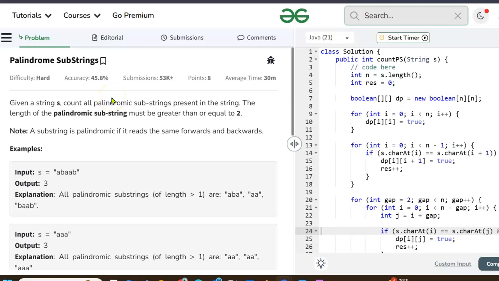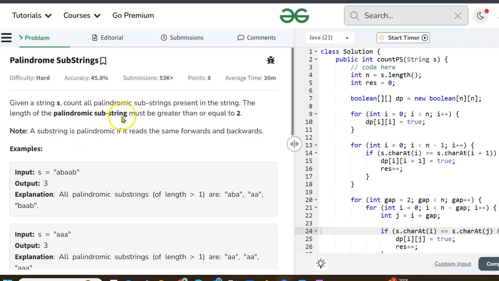Today's problem is palindrome substrings. This is a hard problem. Average solution time, 30 minutes. Given a string S, count all palindromic substrings present in the string.